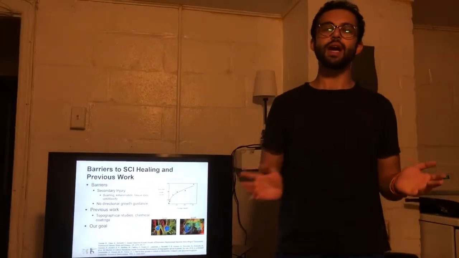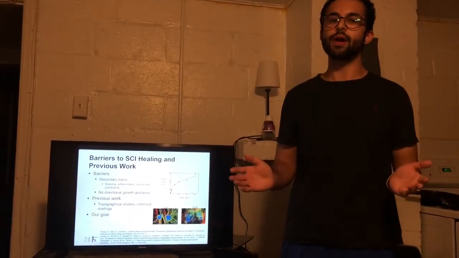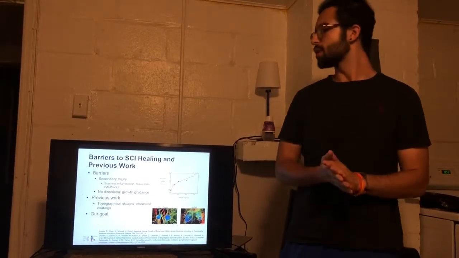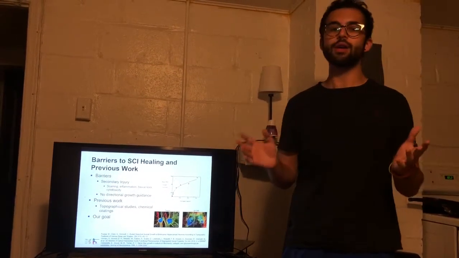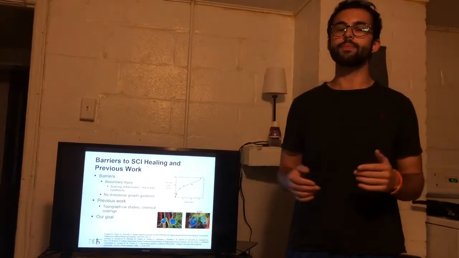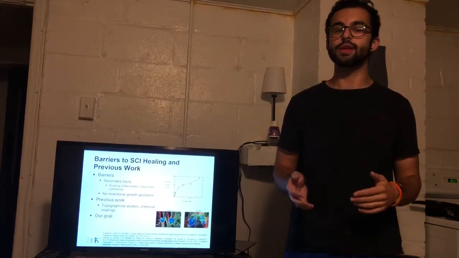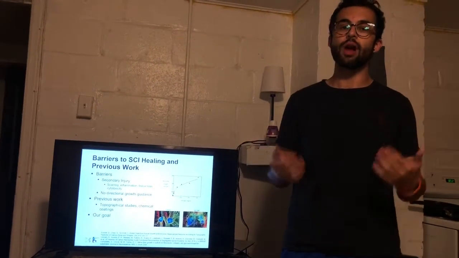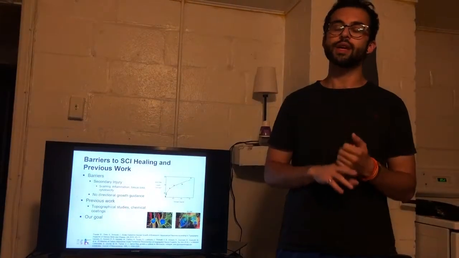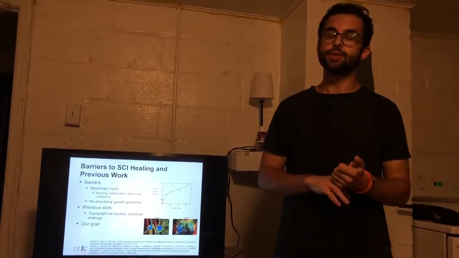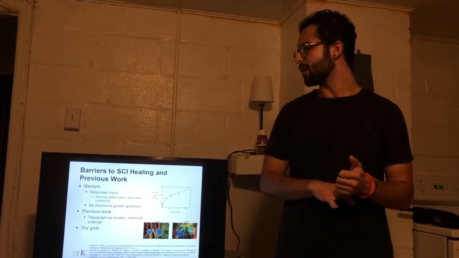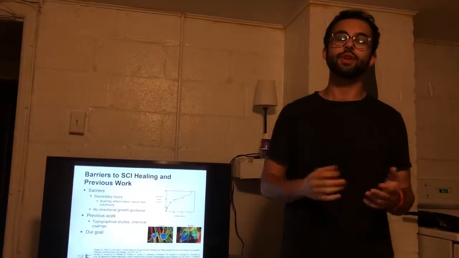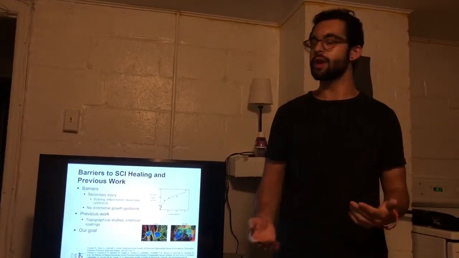So the big issue that we're tackling is addressing the barriers to spinal cord injury healing. The first big barrier is called the secondary injury, which is a cascade of biological events that occur at the site of injury after the primary injury, including increased cytotoxicity, tissue loss, scarring, as well as inflammation, which make it really difficult for tissues to heal and regenerate.